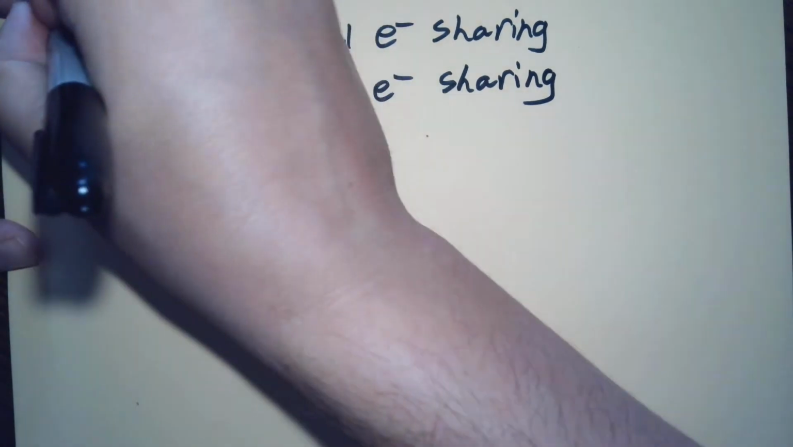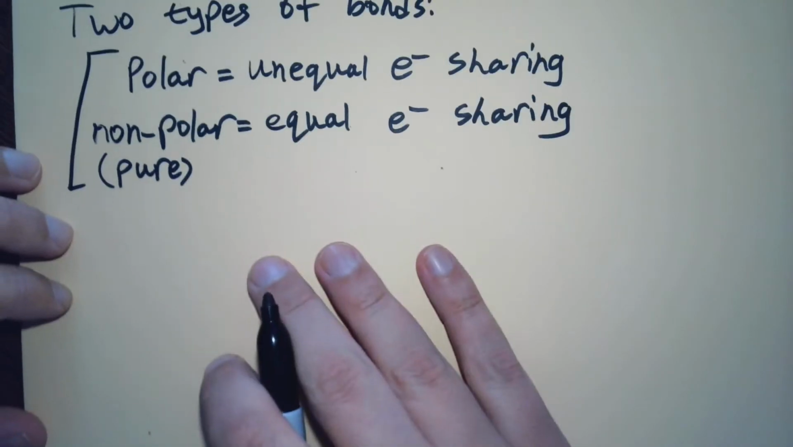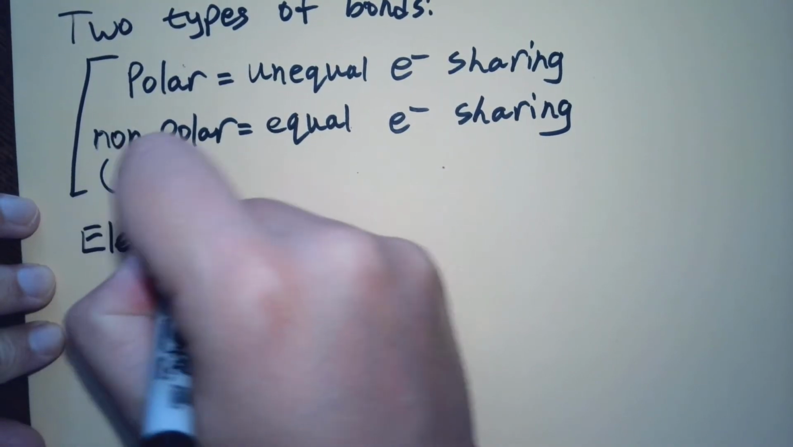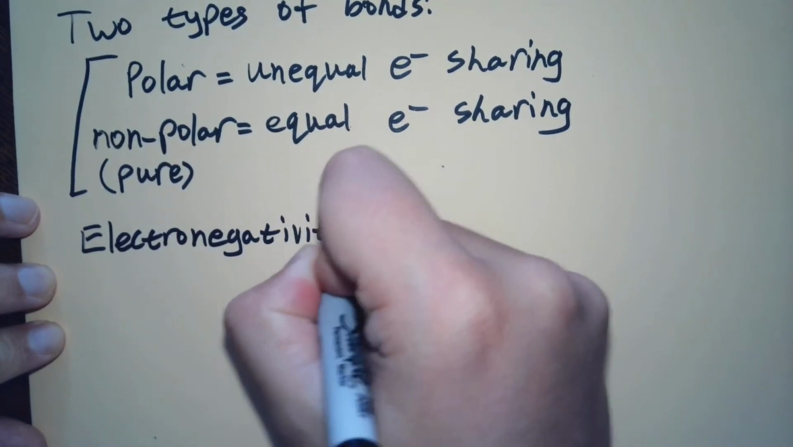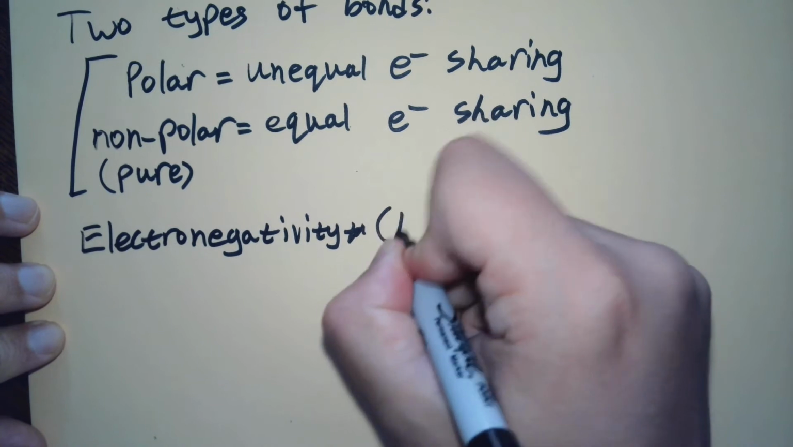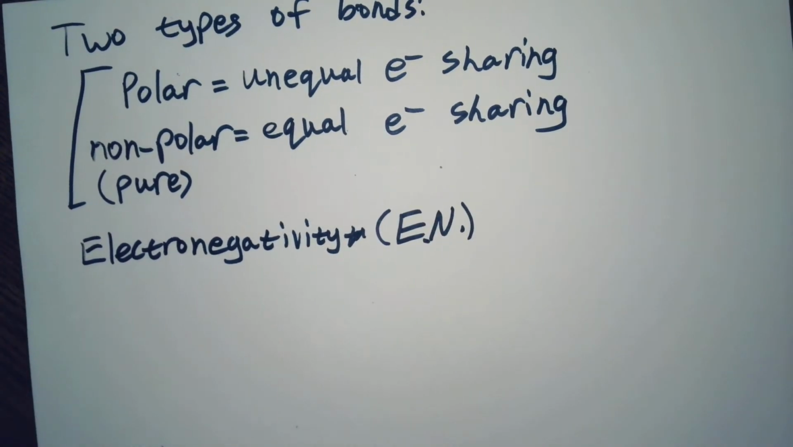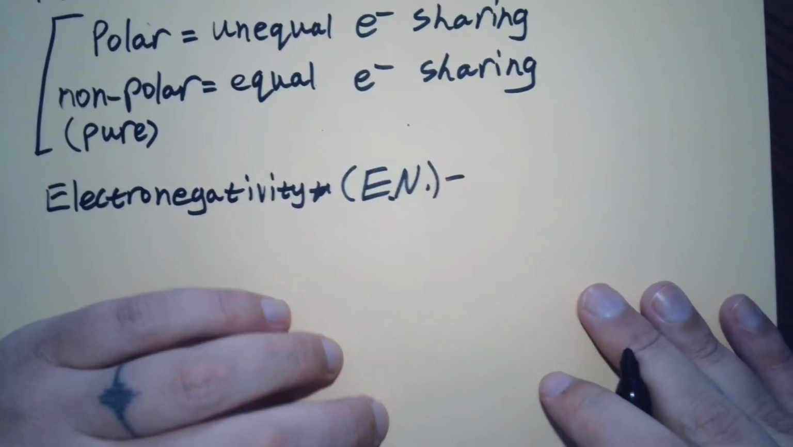Alright? So, how do we know what we're dealing with here? How do we know what a bond is going to be? Well, before we get into that, let's talk about electronegativity, which I like to abbreviate as EN because it's a long word, right? There's a shorthand for every long word in this class. You've caught on to that by now, I'm sure.